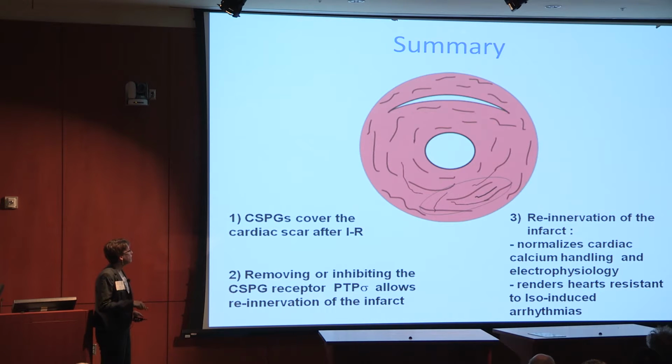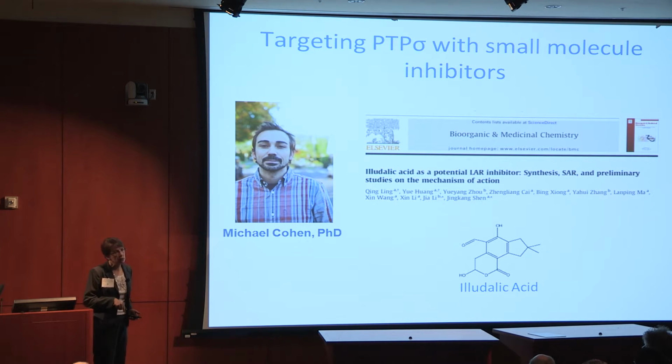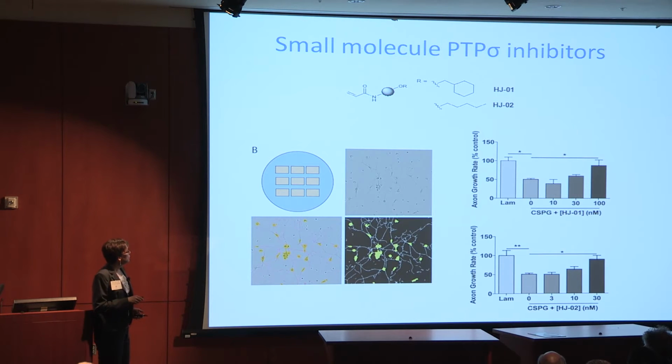And when we have reinnervation of the infarct, that normalizes calcium handling and electrophysiology, and it makes the hearts resistant to isoproterenol-induced arrhythmias. Now, we have more recently been doing some work with a colleague who's a chemical biologist who's very interested in neuroscience, and been testing some small molecules that he's developed based on this natural product, which was reported to interact with this receptor LAR, which is actually very similar to PTP sigma. And just very briefly, we've got two compounds now that seem to work really nicely.